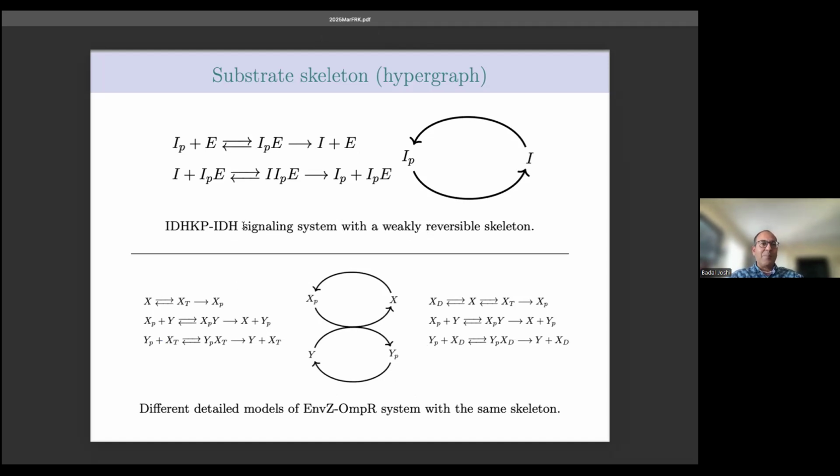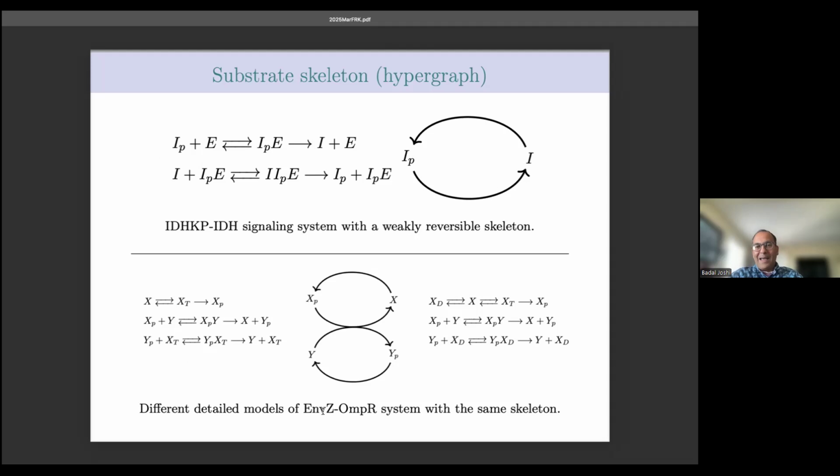Okay, so if we look at this IDH-KP IDH signaling system, which is one of the reaction networks that appears in the Shinar-Feinberg paper, you can make the substrate skeleton for this, right? So in the top reaction, I have the substrate IP being converted to I, right? So I remove all the details of enzymes and intermediate complexes and everything. And so the overall reaction is simply IP turning into I. The bottom reaction is I turning into IP. So the substrate skeleton is just this, IP to I to IP, right? That's the simplest reversible skeleton that you can have, or simplest weakly reversible skeleton that you can have.